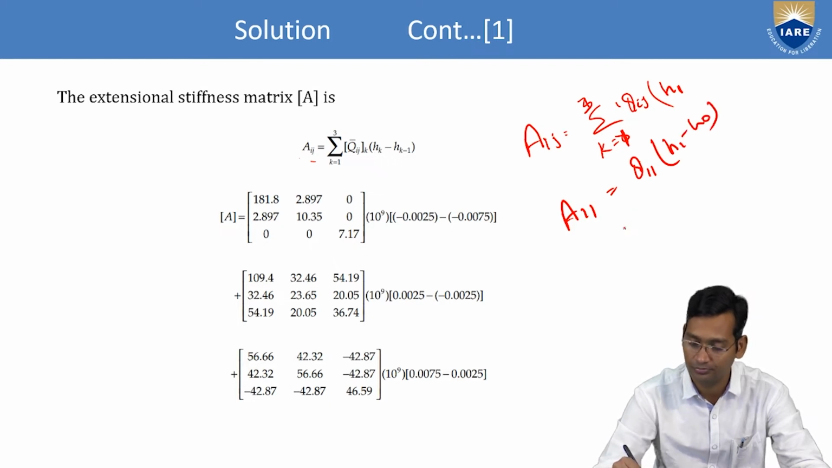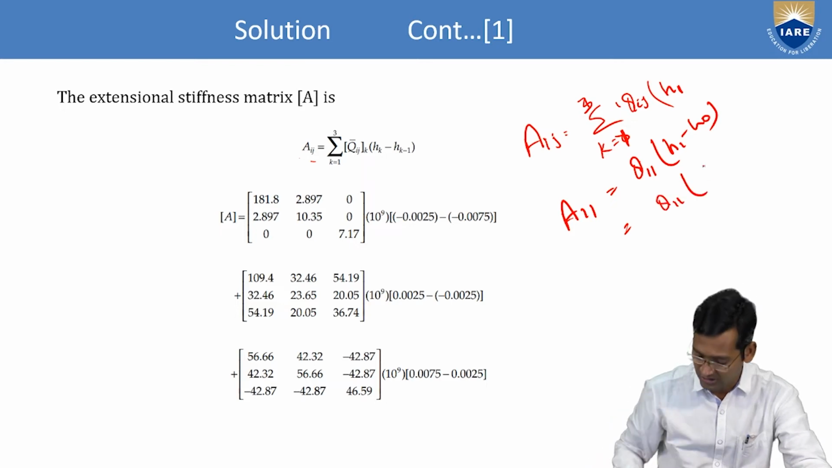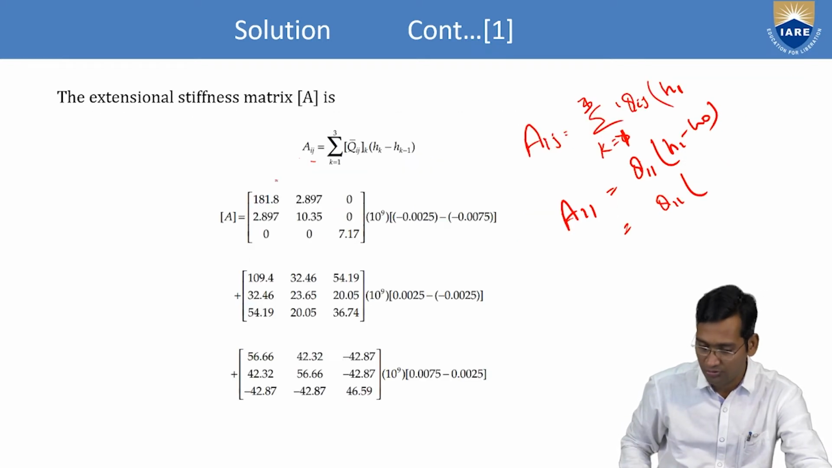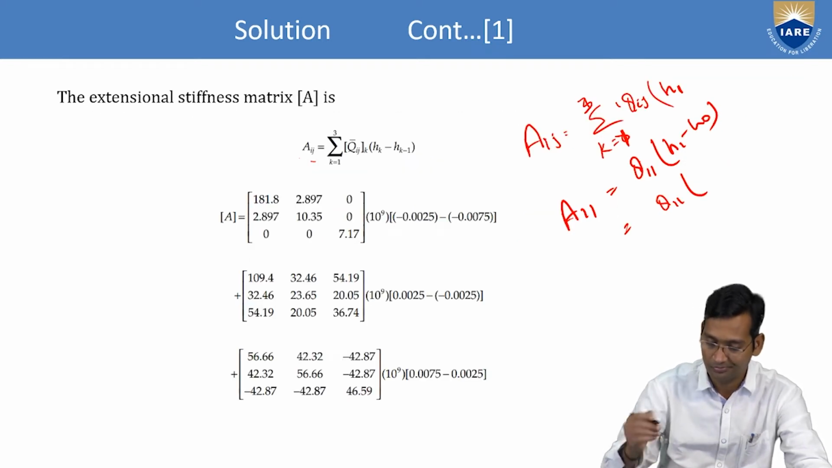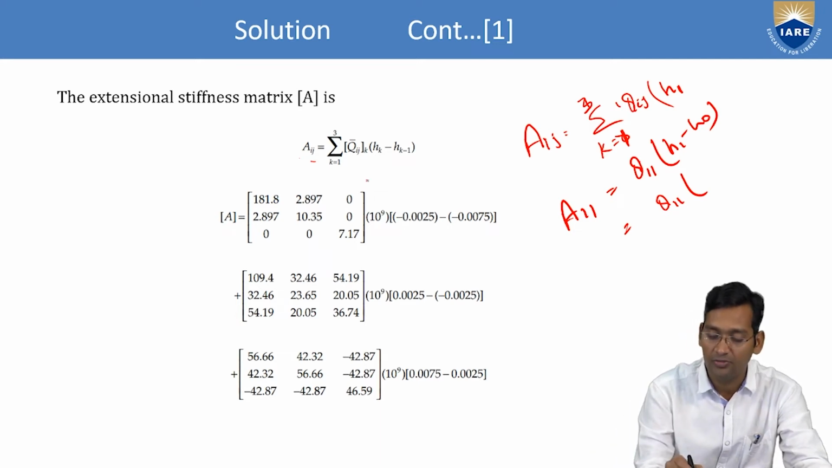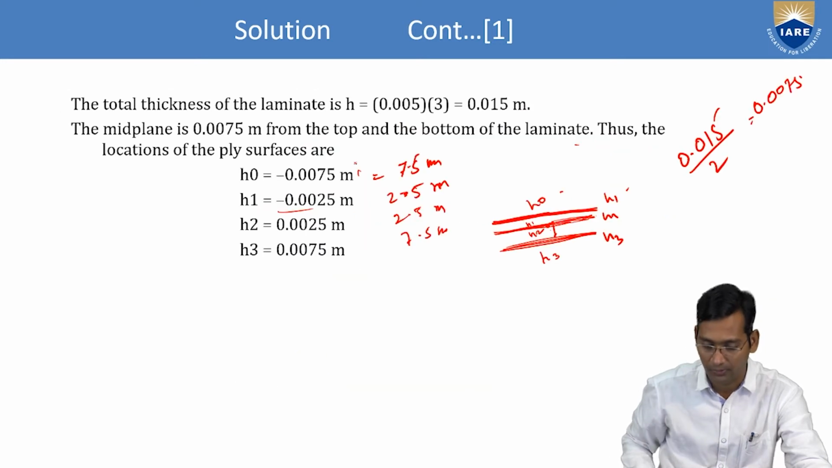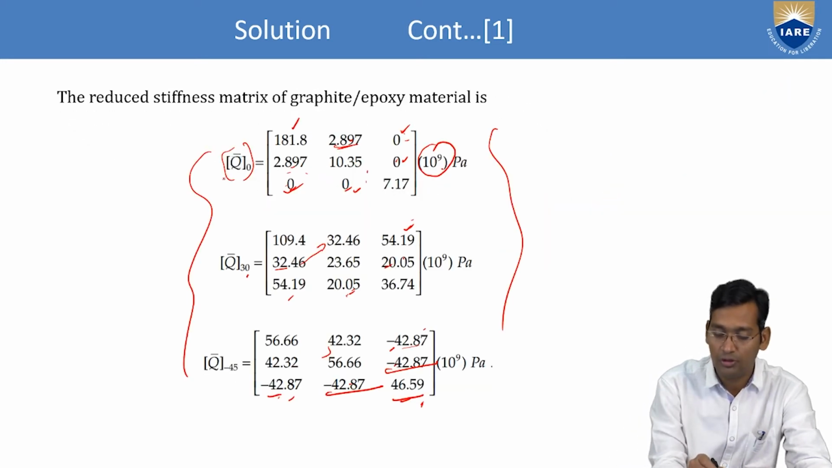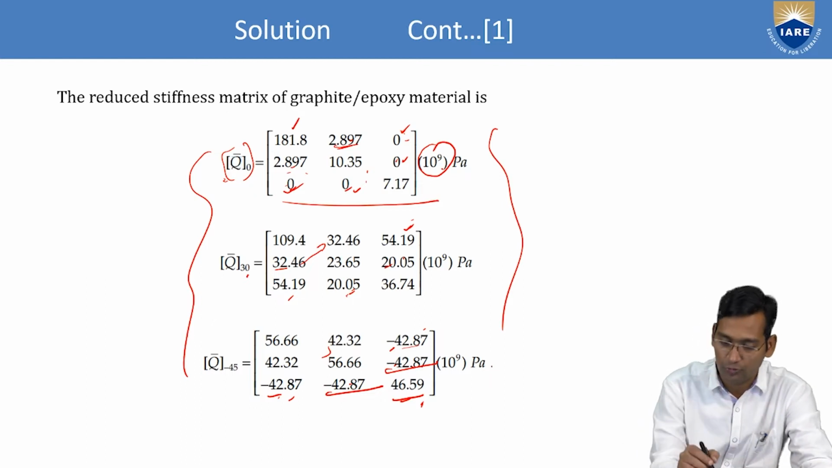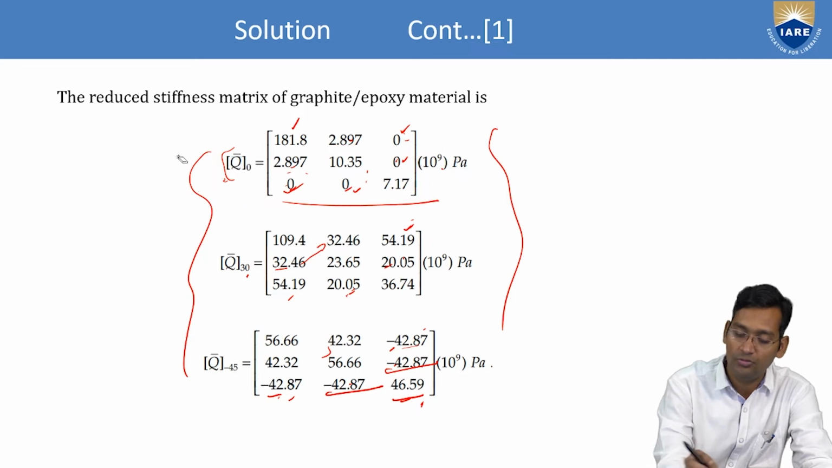Now just put the values. So Q11, H1. Let's see how much we got. H1 is minus 0.0025, and H0 is minus 0.0075. Just see here, this will be the Qij we already found. So we have Qij for 0 degree. Similarly, if we are finding for 0, 30, 45, for Qij for 0 this we will use.